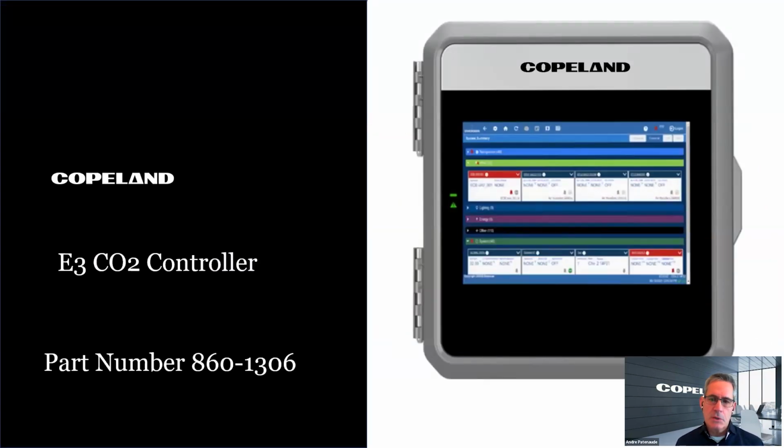Copeland, what we did a few years ago is we came up with this E3 supervisory control, but specifically for CO2 applications. What's unique with this is if you use that part number, you don't have to have a special license to add this, that, or the other feature. It's there for you for CO2. So that's what I want to point out.